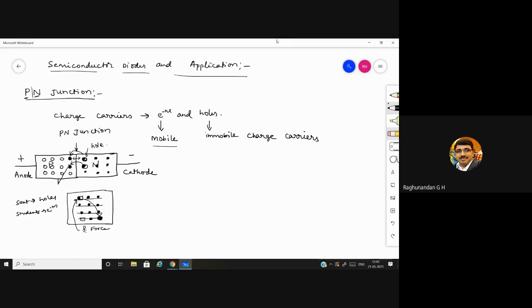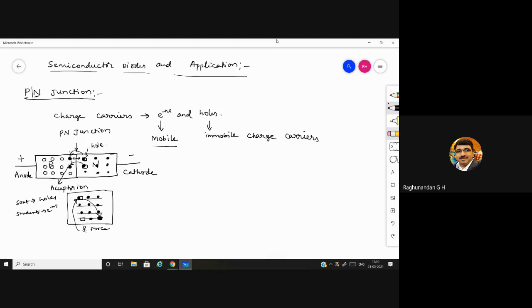Now, this process of movement of charges, we call it the ionization process. And the vacancy which was present previously here accepted an electron, so it became an acceptor ion, right?